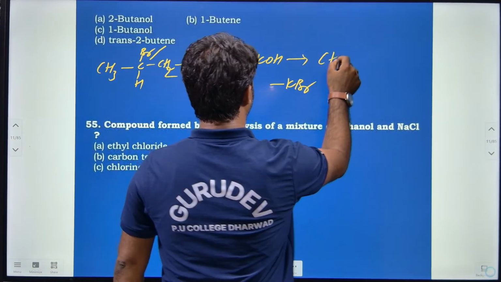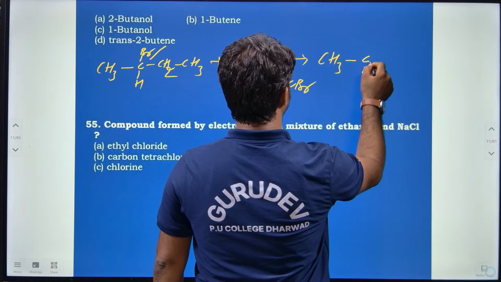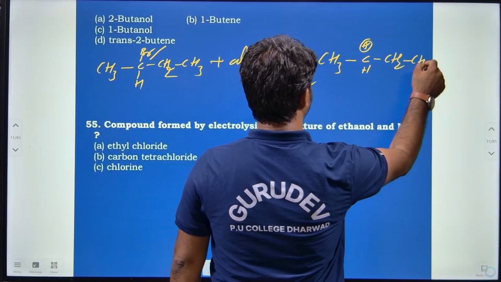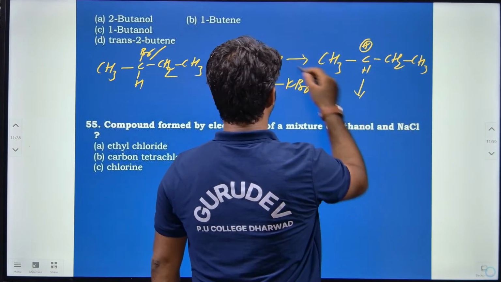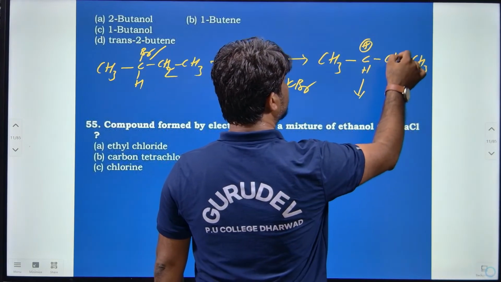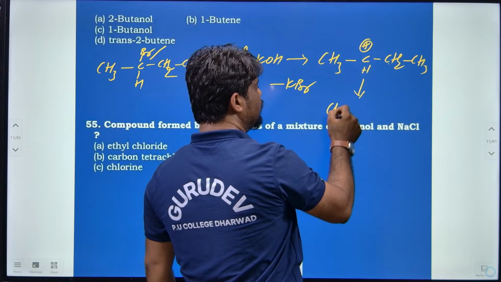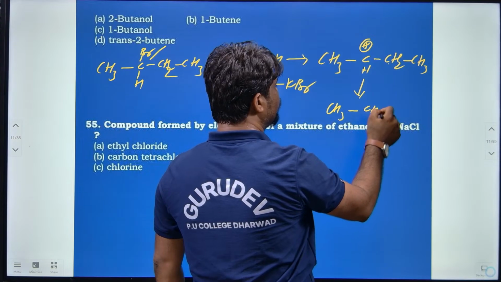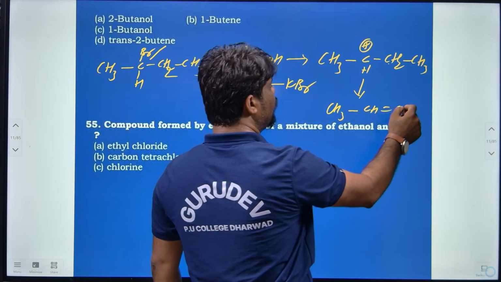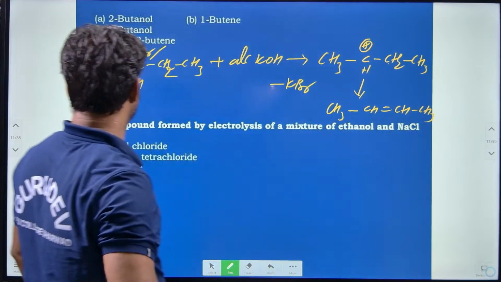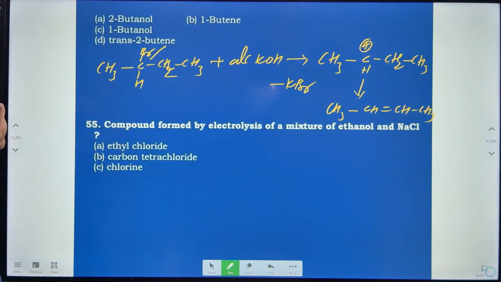This results in the formation of CH3, CH, with a carbocation formed here. This carbocation is further treated with OH, and the H plus ion is eliminated from this carbon atom, resulting in the formation of CH3 CH double bond CH single bond CH3. Like this it forms. Now what are we going to get here?